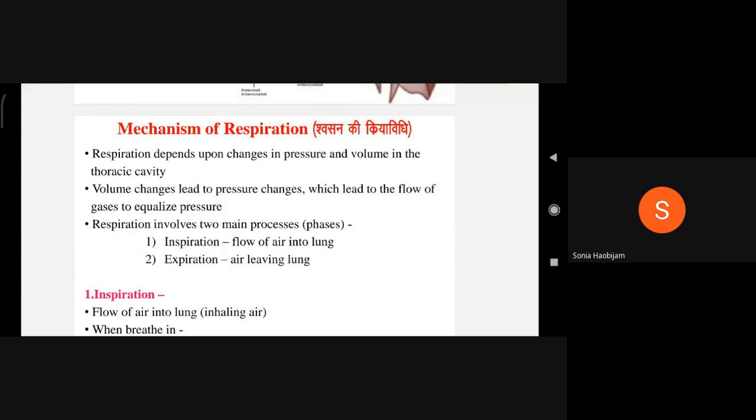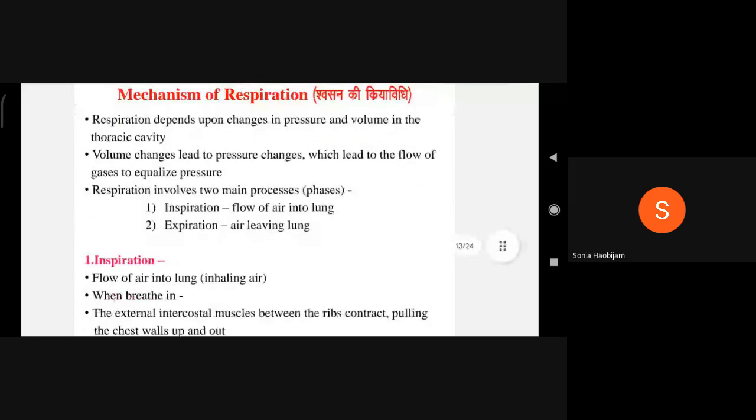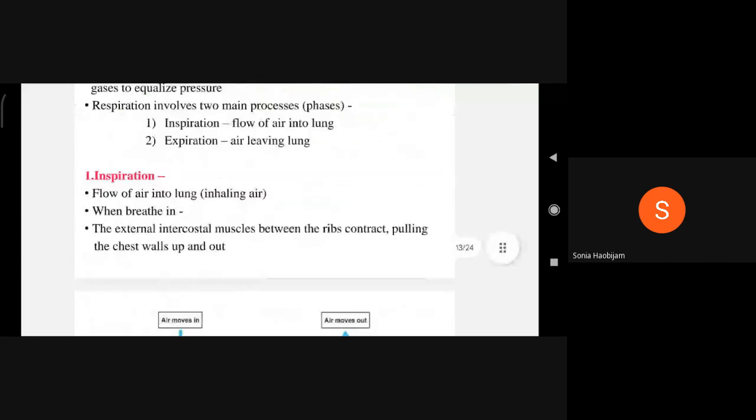Respiration involves two main processes or phases, that are inspiration and expiration. We all know what inspiration and expiration are. Inspiration is the flow of air into the lung, meaning when we are inhaling, and expiration is air leaving the lung. We are expelling it out.